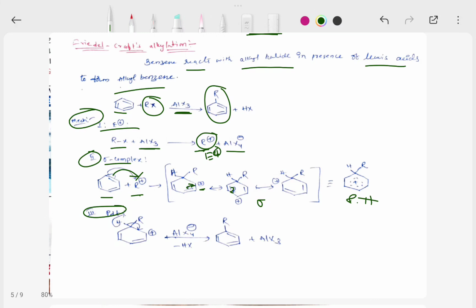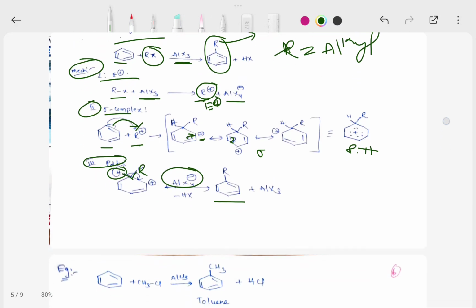The third step, product formation. Here, loss of proton in the presence of AlX4- base, from the carbon where the electrophile is attached. That carbon loses the proton and gives the final product alkyl benzene and AlCl3. This is the general reaction of alkyl benzene. In this reaction, R means alkyl group.